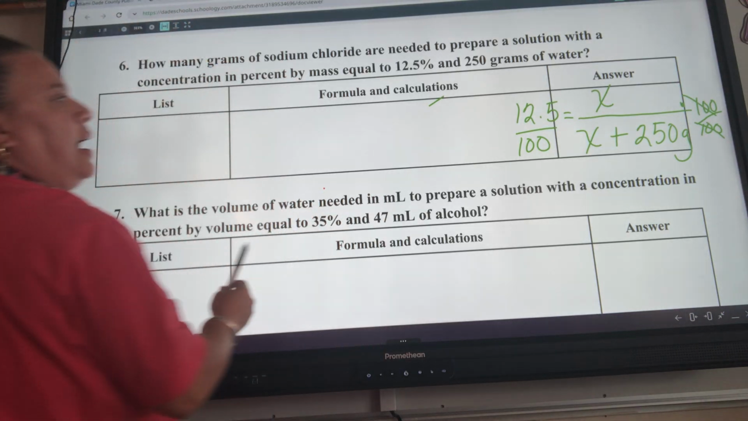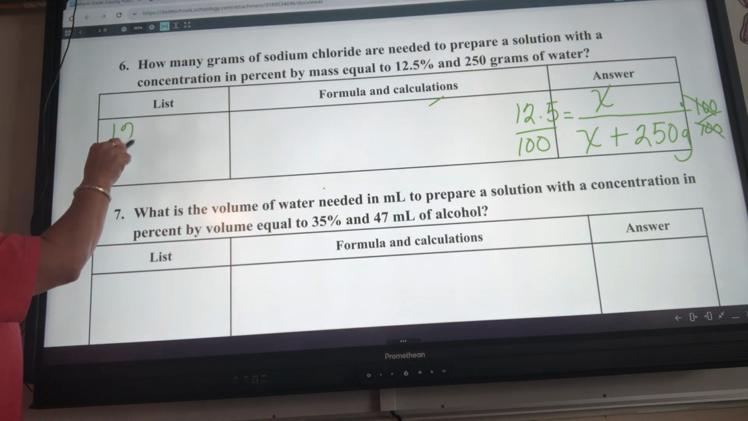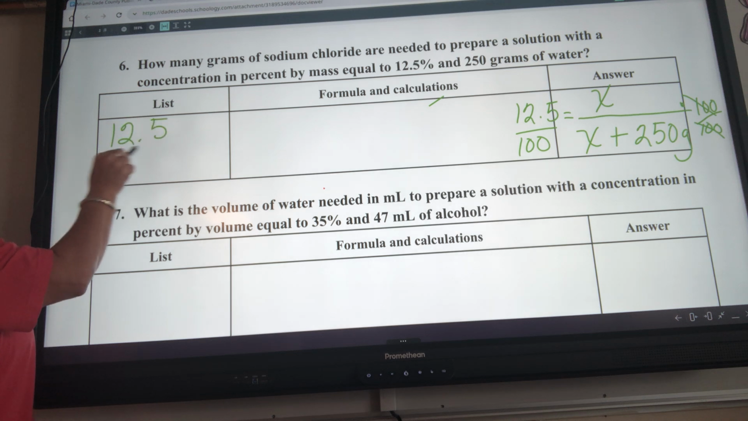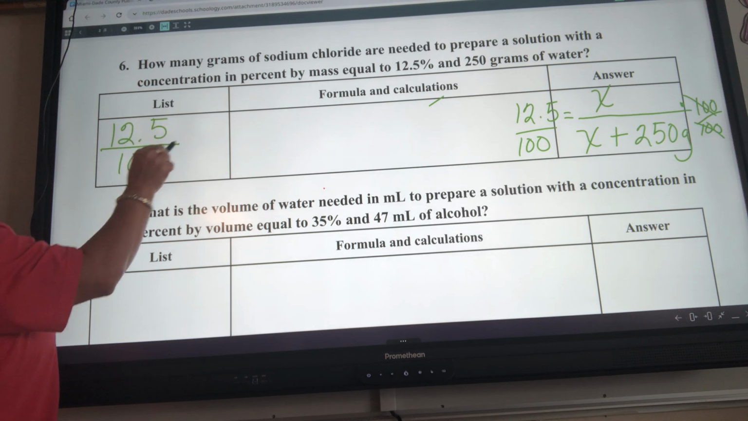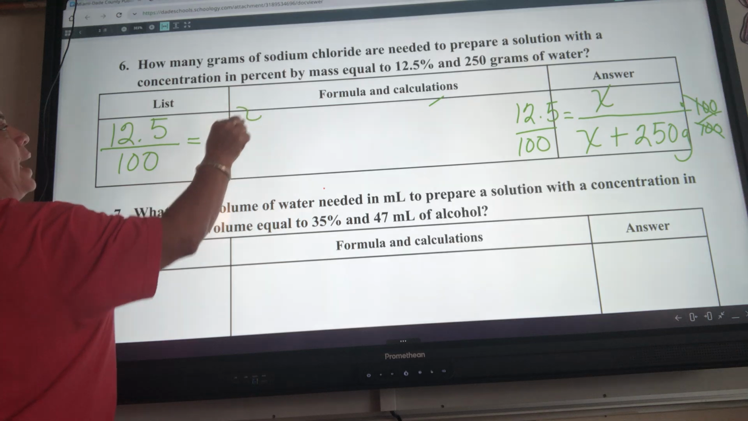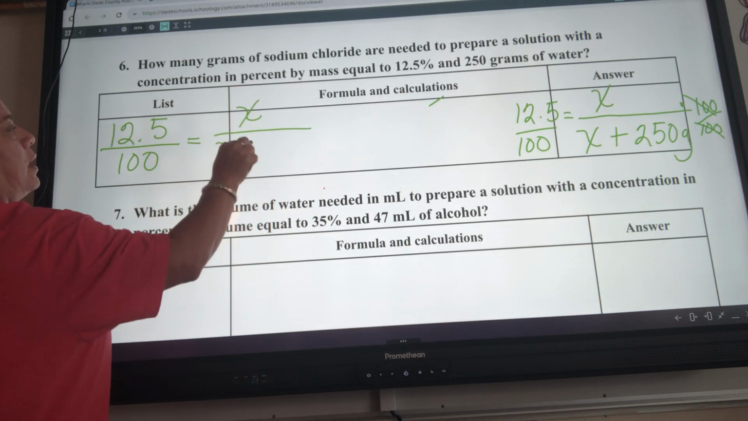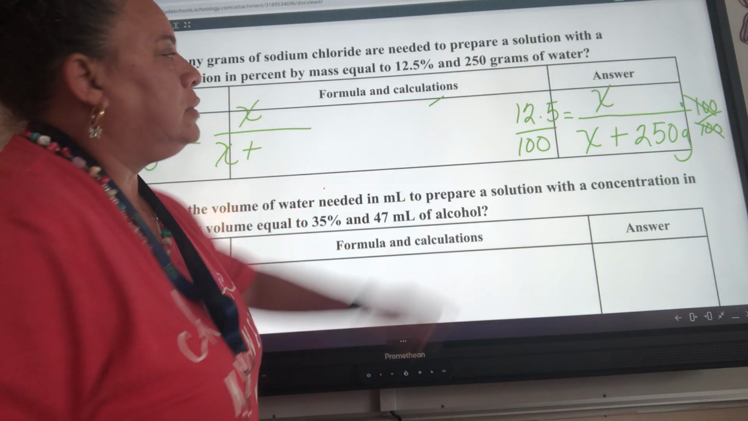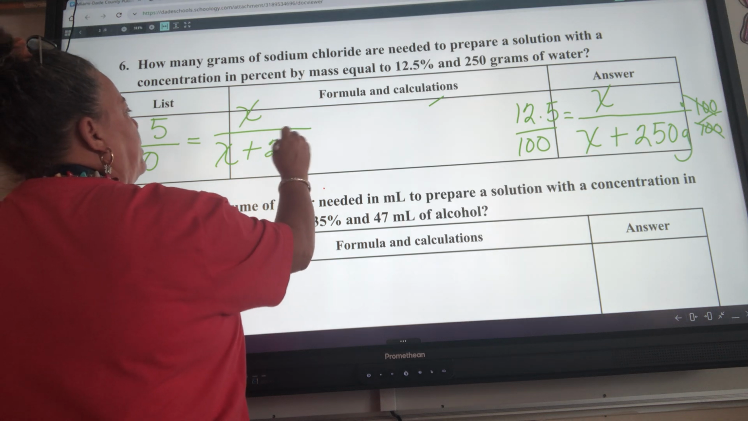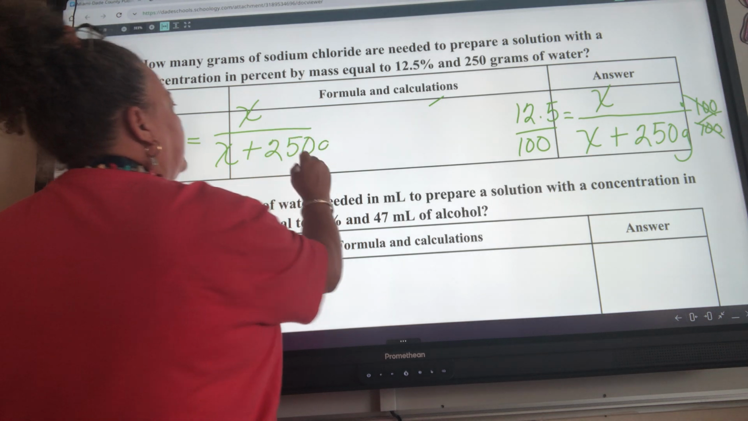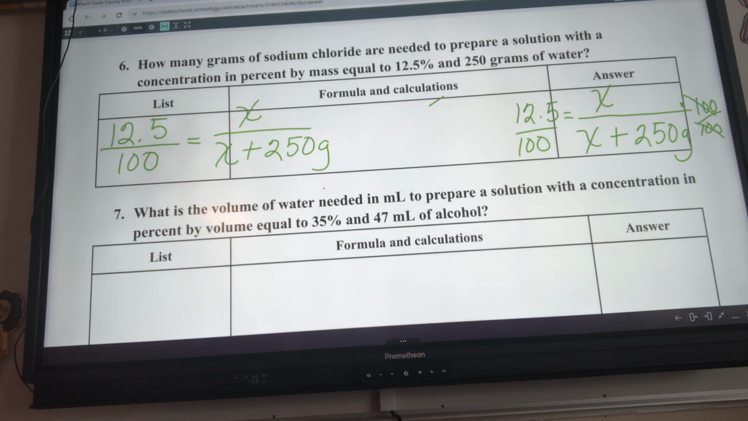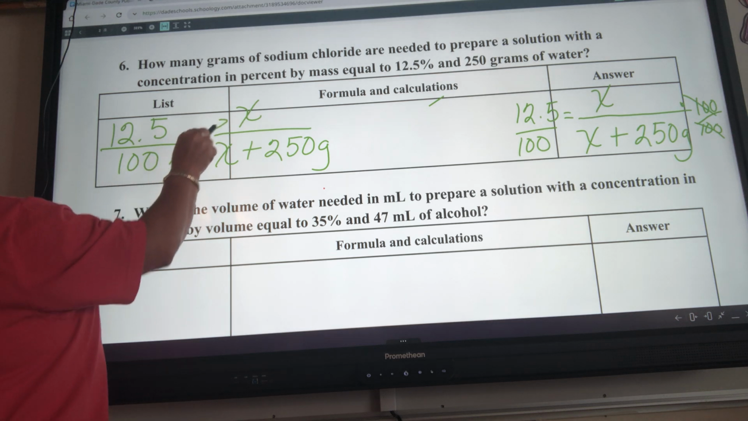So now I have 12.5 divided by 100 equal to x over 250 grams. How do you solve that? Any idea? That's a proportion. How do you solve for x? Okay, no sabemos. Cross multiplication.